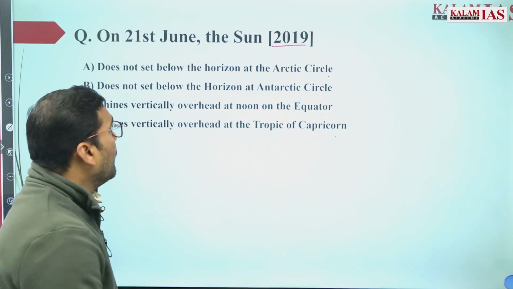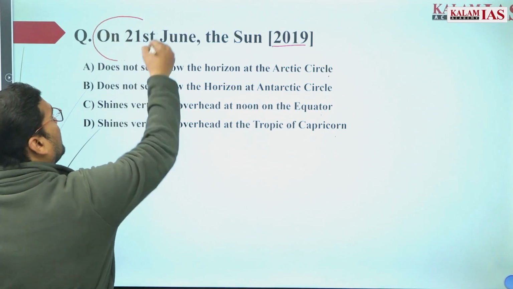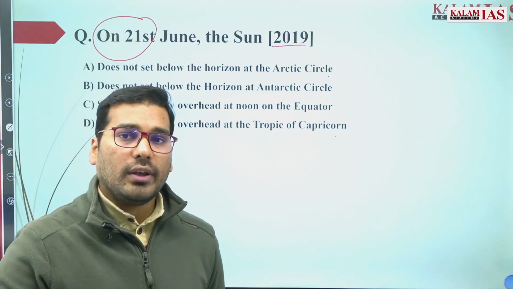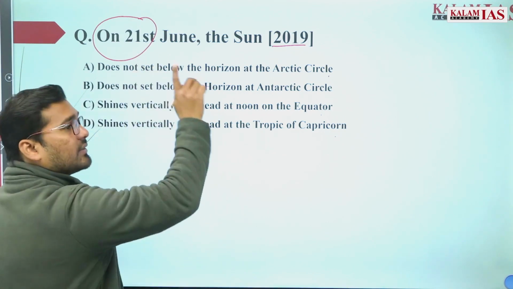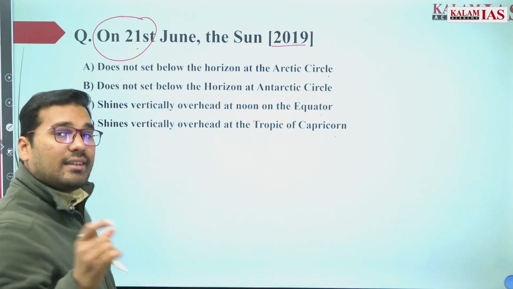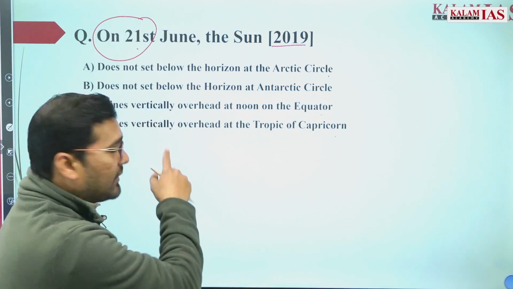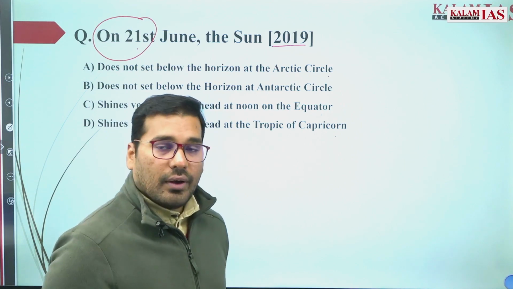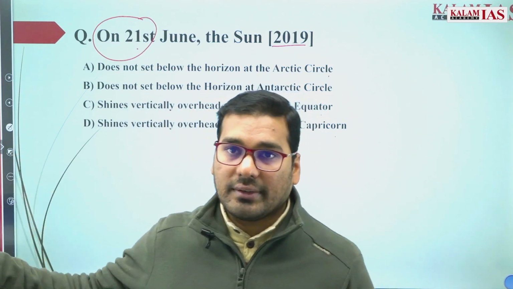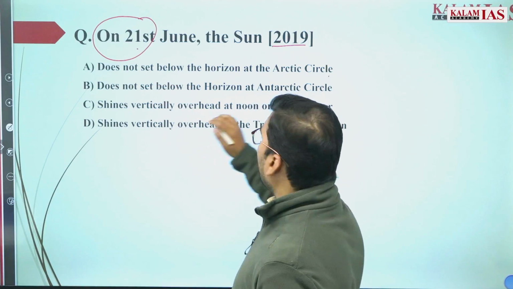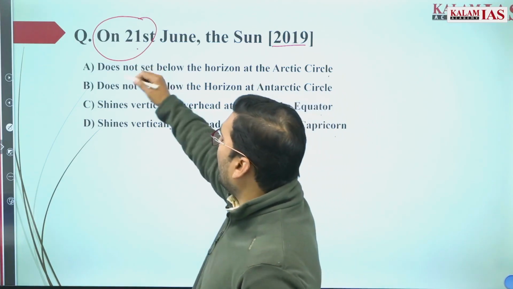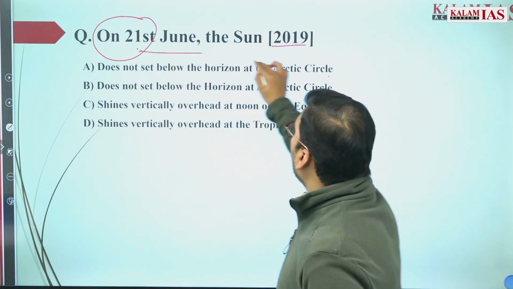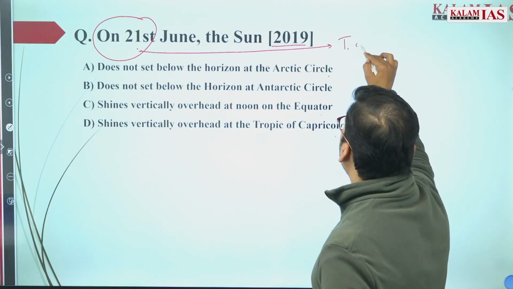Now, 21st June is an information, this is a fact. You must know where the sun will be shining on 21st June. This is the information. But the question has not asked only the information, but the applied part of it. What will be happening in other areas? For example, if I say, this is not given in these options, on 21st June, the sun will be shining at the Tropic of Cancer.